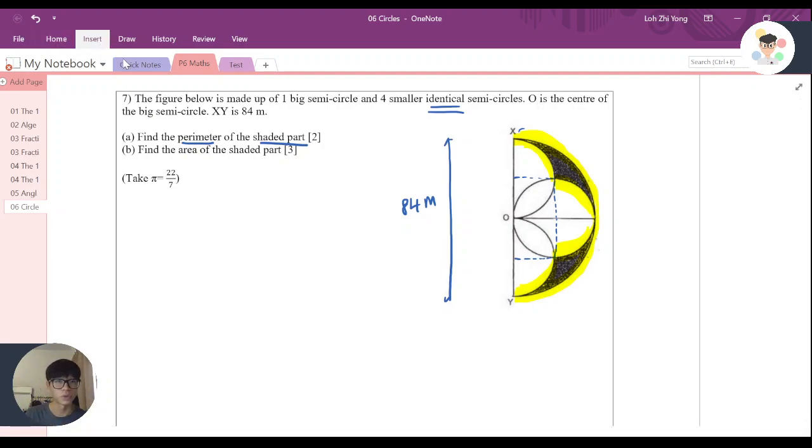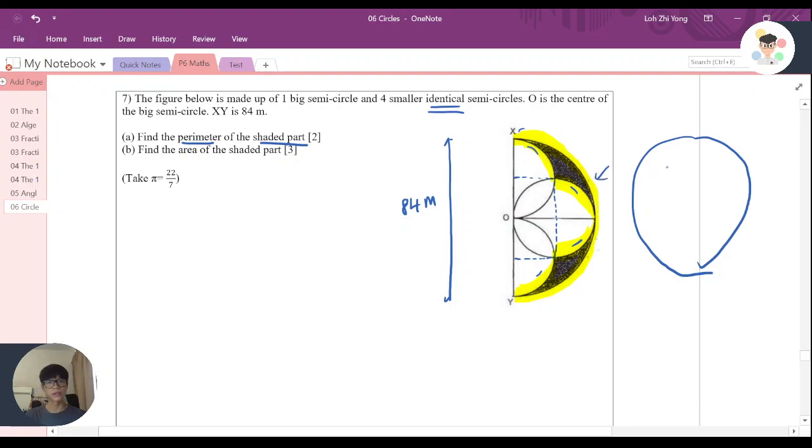So this small little part, 1, 2, 3, 4, actually forms another curve that combines with the one that you have here. So what you need to do is just use the circumference formula, which is pi d, for the whole circle. We use 22 over 7 as my pi, and d, which is the diameter, I know is 84. So it's 22 times 12, and I find the answer is 264 meters. And basically we are done for A already.